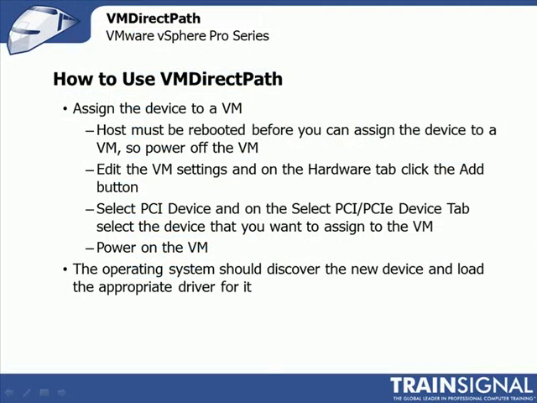Once you have marked a device as a pass-through device, you must reboot the host before you can assign it to a VM. This is done to release the lock that the host has on the device. Once the host is rebooted, you can assign the device to a VM by first powering off the VM and then editing its settings. Next, you'll add a device, select the PCI device, then select an available pass-through device from the list that is presented.